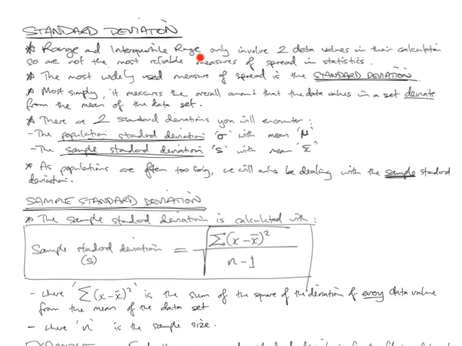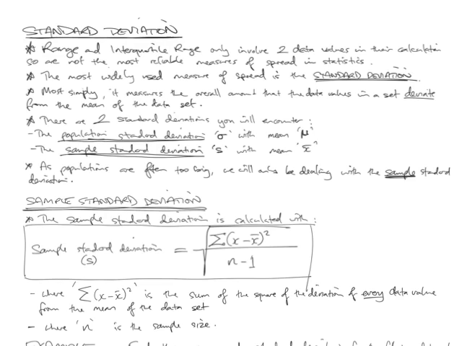So the range and interquartile range, which we've talked about in the previous videos, only involve two data values in their calculation, so they're not really that reliable. The most widely used measure of spread, the one that you're going to be seeing throughout life in general, is standard deviation. And what's the most basic explanation of what the standard deviation is? It is a measure of the overall amount that all of the data values in a set deviate from the mean of that data set. So how far is all the data from the middle of the data set? All encompassed by one single number, which is the standard deviation.